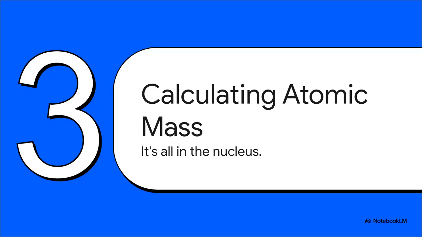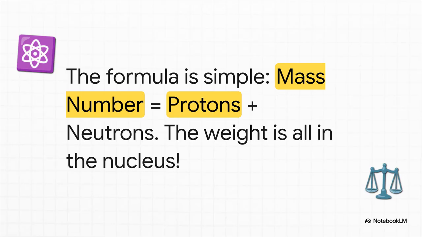Okay, now that we've got identity locked down, let's talk about weight. How do we figure out how heavy an atom is? Well, the answer is packed right into that dense little nucleus. The formula for this could not be any easier. You just add up the number of protons and the number of neutrons. That's it. The electrons are so incredibly tiny that their mass is basically zero, so we just kind of ignore them for this calculation. All the weight is in the middle.